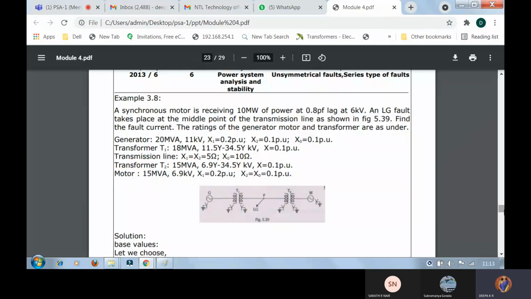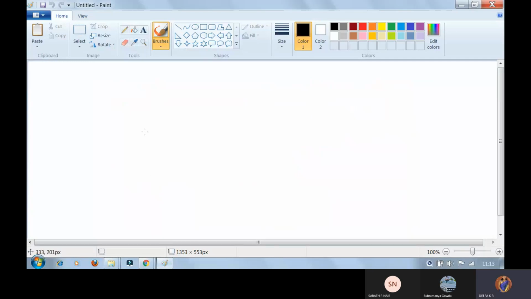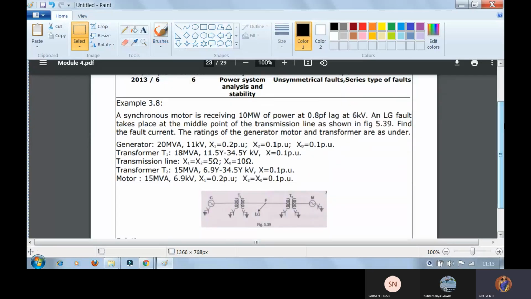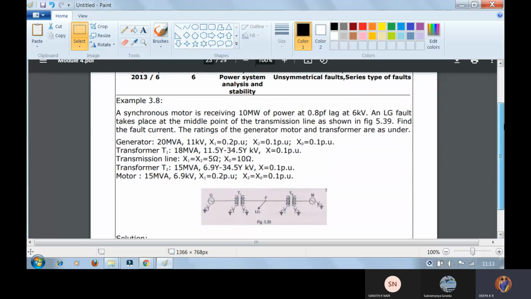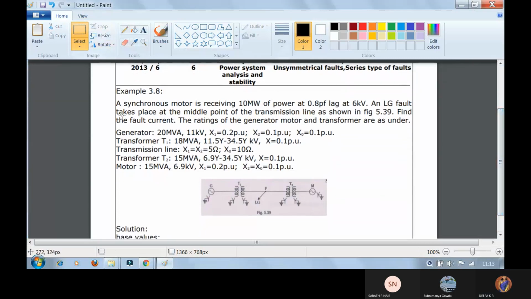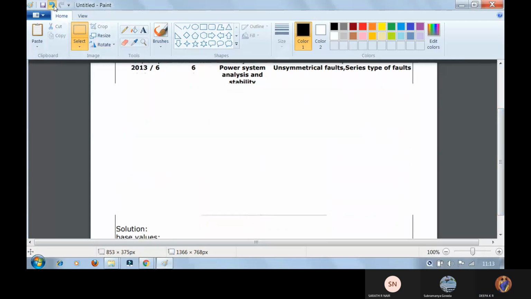At the middle point of the transmission line, as shown in the figure. First off, find the fault current.